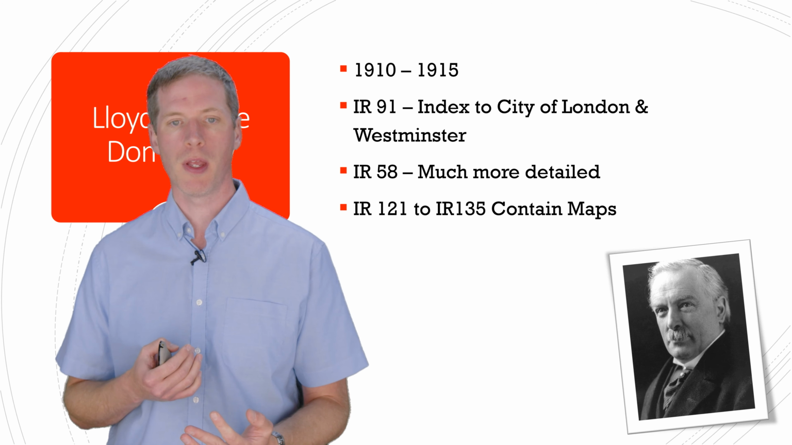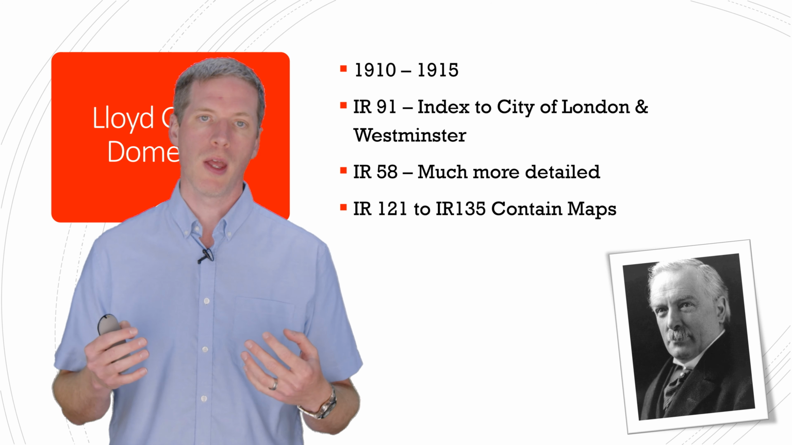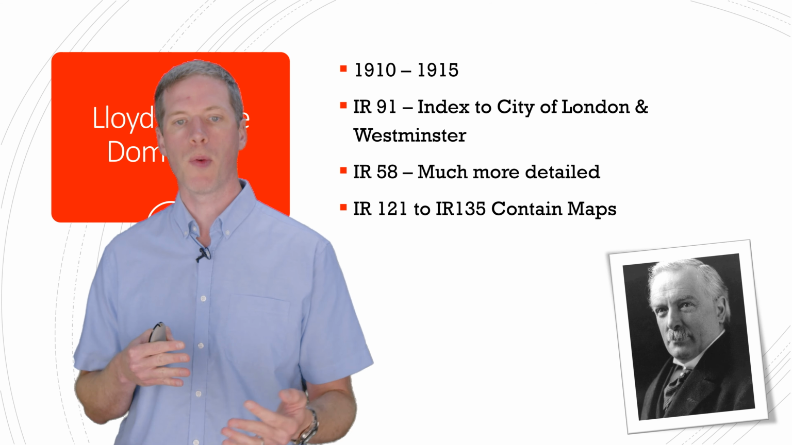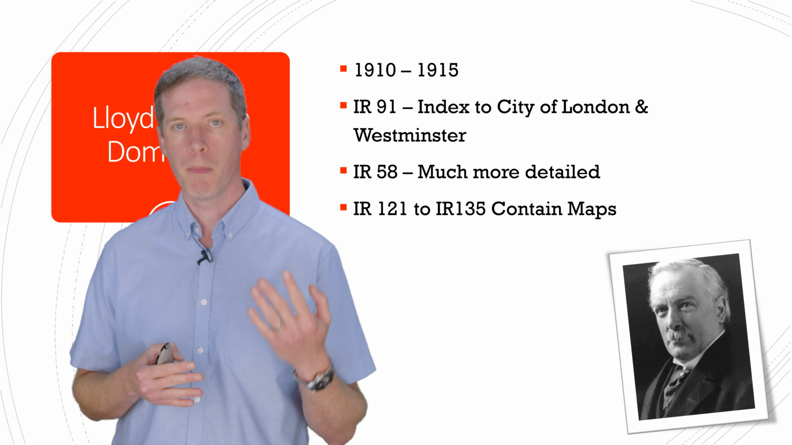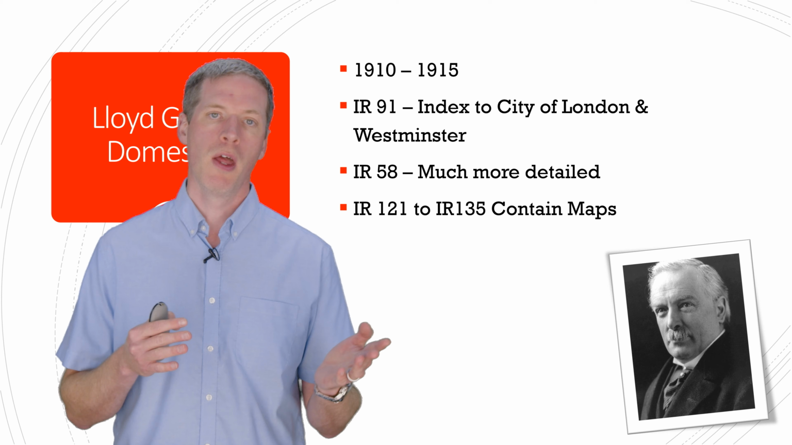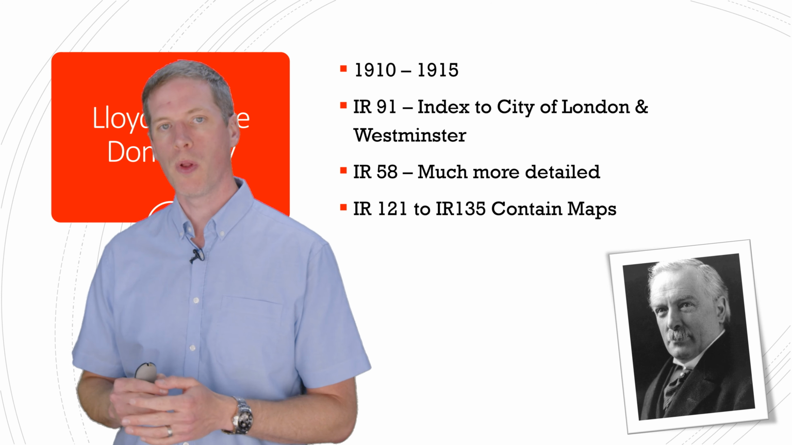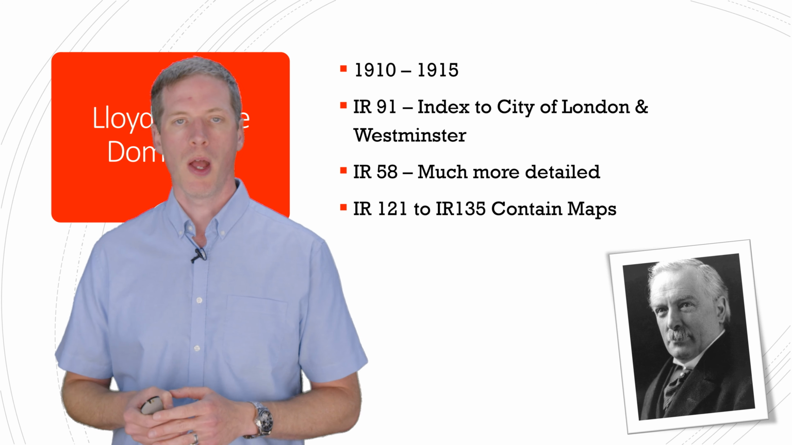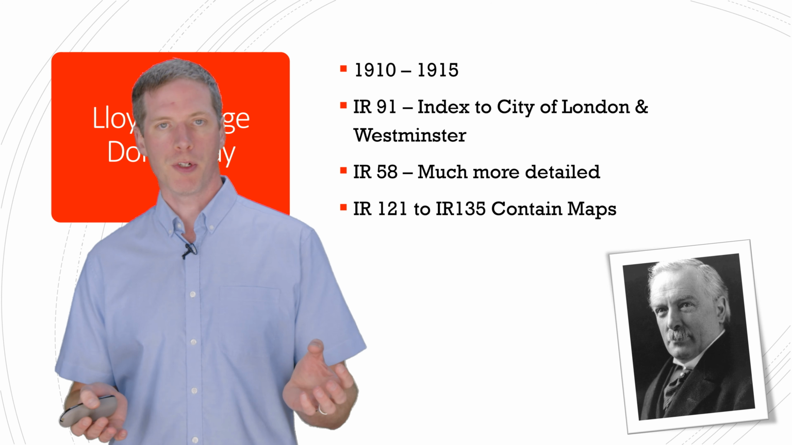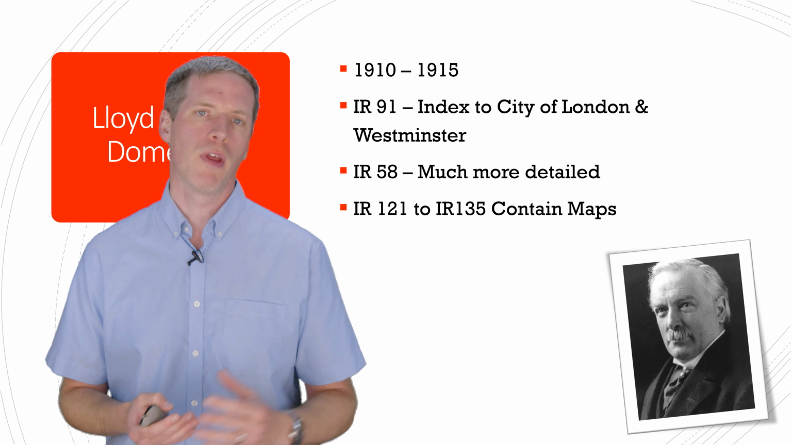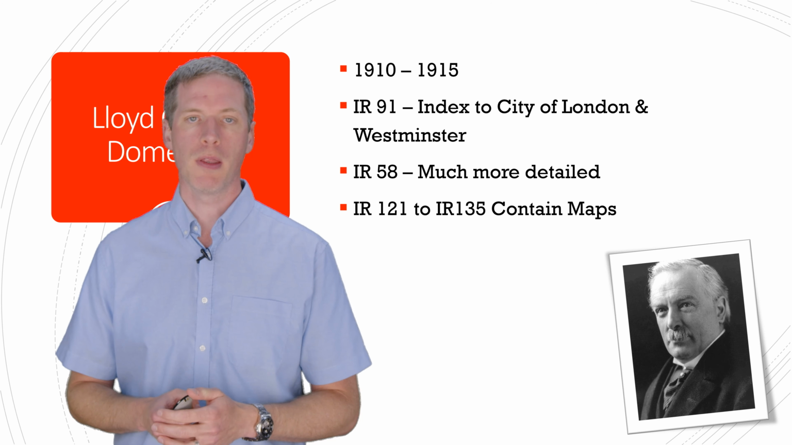So it's a very thorough survey, and it's made up of IR 91, which is the initial sort of pilot survey of valuation books of London and Westminster. Then you have the IR 58 valuation books. And then we have the maps, which are in the series IR 121 all the way through to IR 135. I'll just show you an example of all these in a second. Now, this is a mammoth project. It's about 4 times the size of the 1911 census, and it's going to be a few years yet before we complete the whole country.